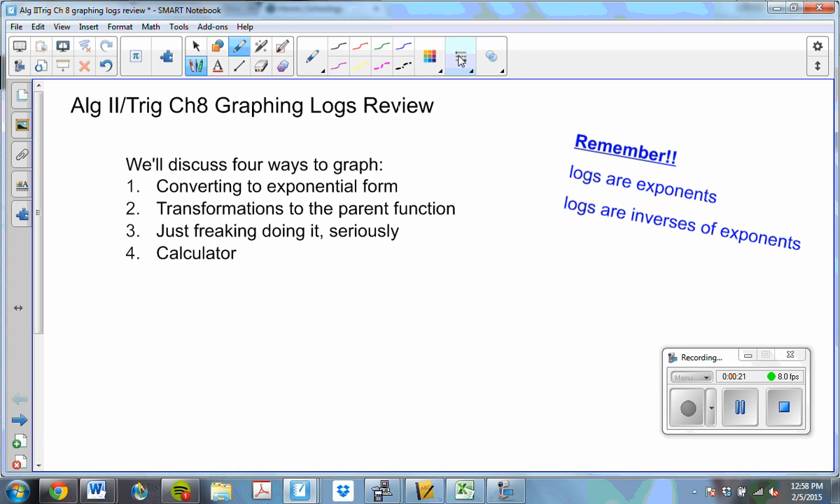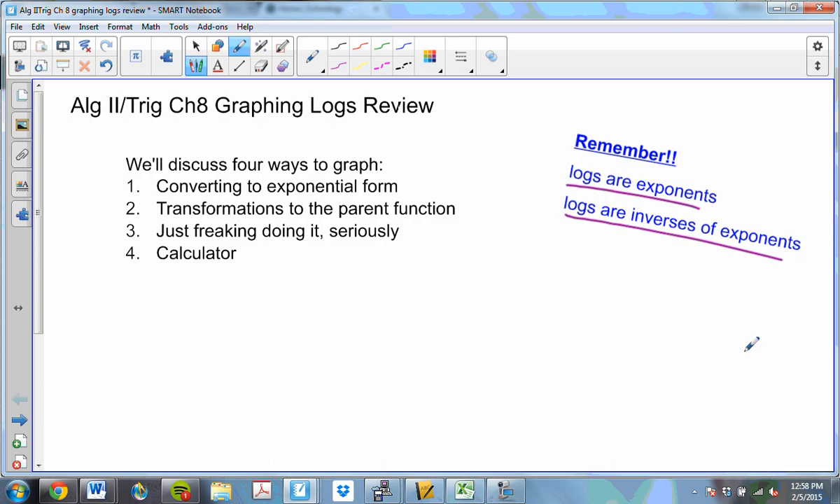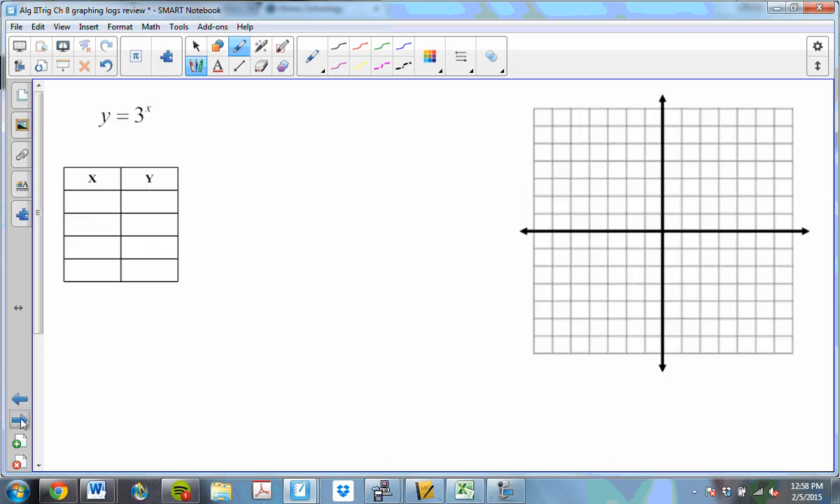Remember at all times, as always, that logs are exponents and that logs are inverses of exponents. Two ideas that I come to a lot. We start by just graphing y equals 3^x. This is actually an exponential graph, not a log graph. That's okay. I can just plug in powers or numbers for x. When it's exponential, you're just going to go for it.